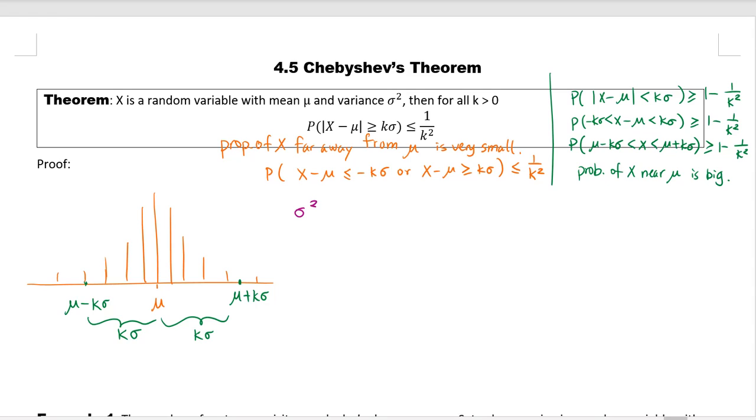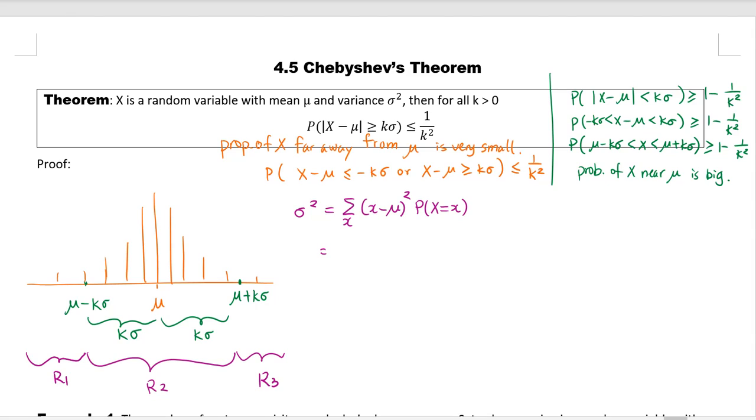If you remember, variance equals the sum of (x minus mu) squared times the probability that X equals x. This sum is over the range of X, like all the real numbers. Now I'm going to separate these real numbers into 3 regions. Let's call these R2, R1, and R3.